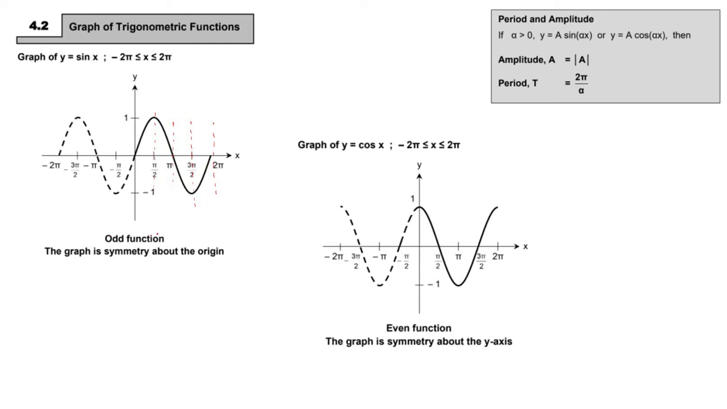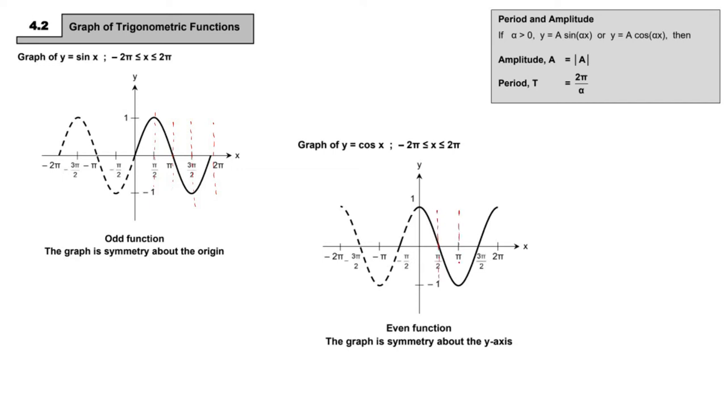This graph is an odd function because the graph is symmetrical about the origin. Let's take a look at the second graph, which is the graph y equals cos x, also from negative 2 pi less than or equal to x less than or equal to 2 pi. So the first cycle is from negative 2 pi until 0, and then the second cycle from 0 until 2 pi. So one complete cycle is from 0 until 2 pi.